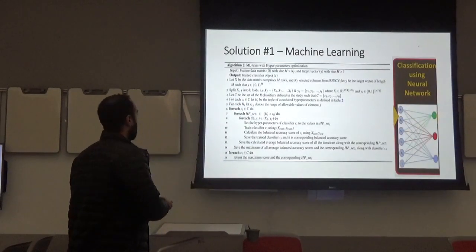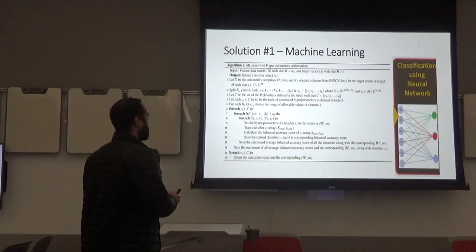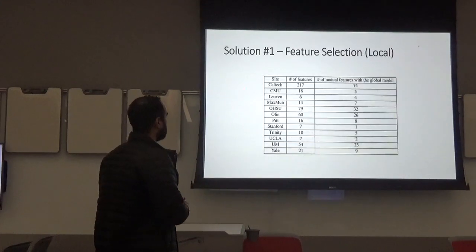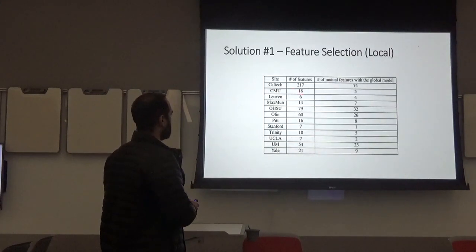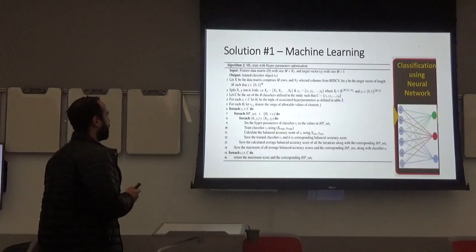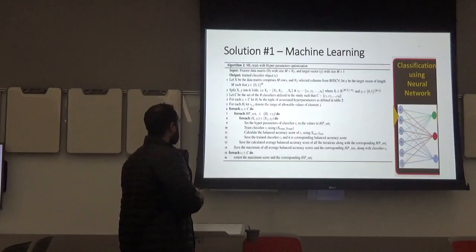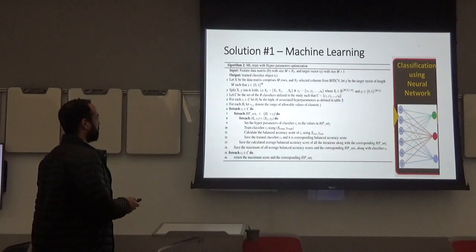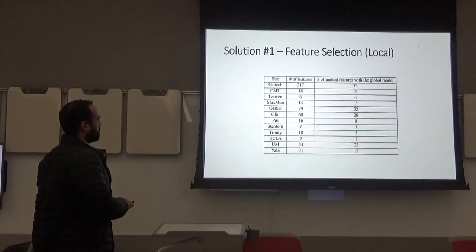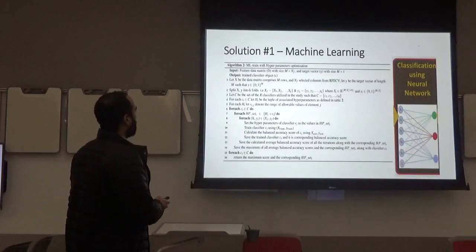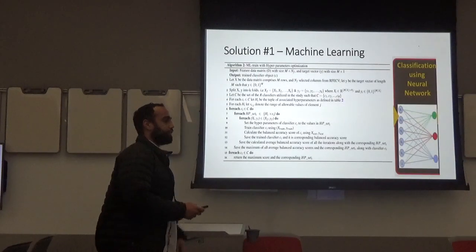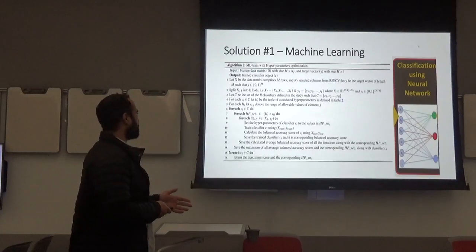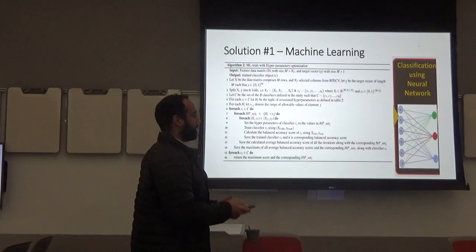And then for the machine learning model, we take each site. In this case, let's just talk about CMU. It has 18 features. So we will extract those 18 features, and then we will apply different classifiers. We will feed them to different classifiers to train on those 18 features from CMU, and apply hyperparameter optimization to find the best hyperparameters that can give us the highest balanced accuracy score.